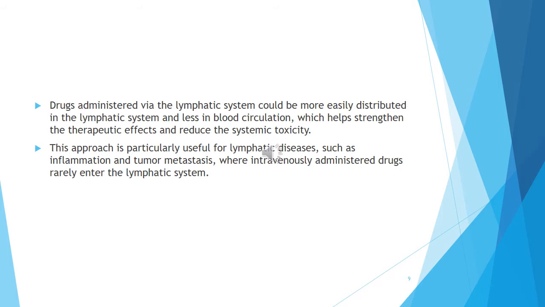Drugs administered via the lymphatic system could be more easily distributed in the lymphatic system and less in blood circulation, which helps strengthen the therapeutic effects and reduce the systemic toxicity. This approach is particularly useful for lymphatic diseases such as inflammation and tumor metastasis, where intravenously administered drugs rarely enter the lymphatic system.